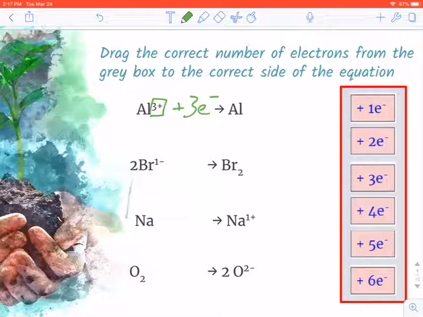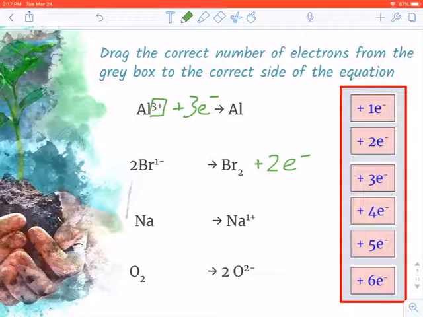Next, you've got 2 bromine atoms, and each of those bromine, well, actually they're ions, has gained an electron. It has a -1 charge, and it's becoming pure bromine. In this case, the more positive side is the right, so we're going to put our electrons right here, and each of those bromines is losing 1 electron. So we're going to put +2 electrons, because there are 2 bromines.